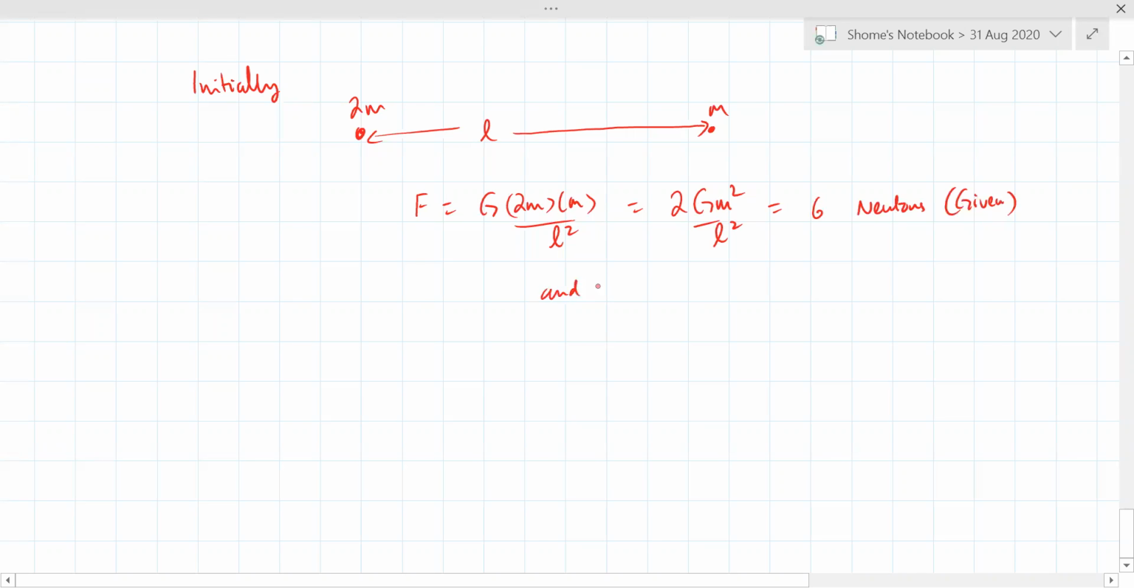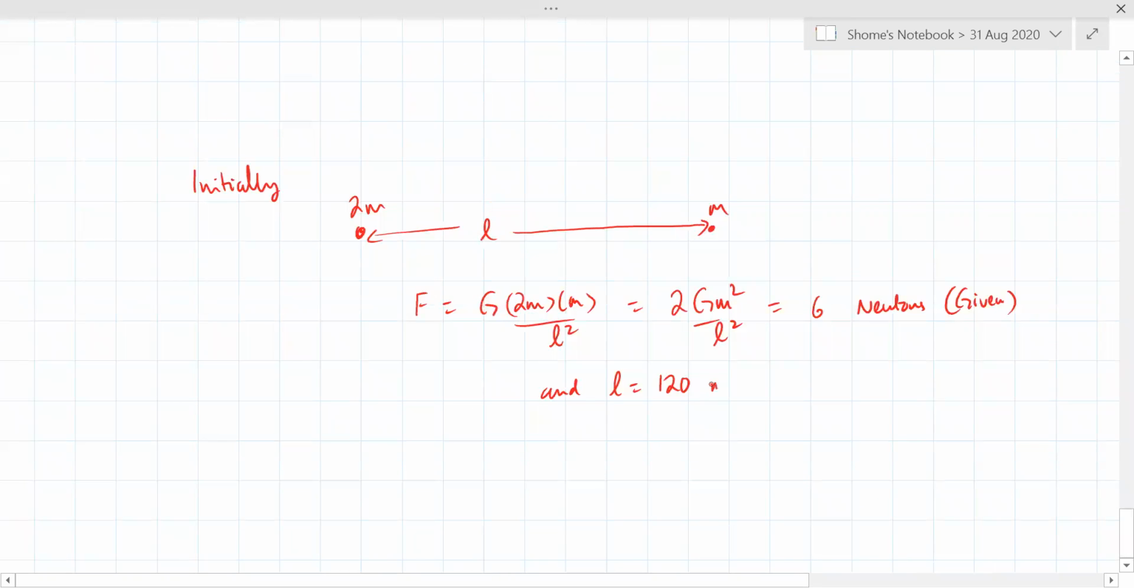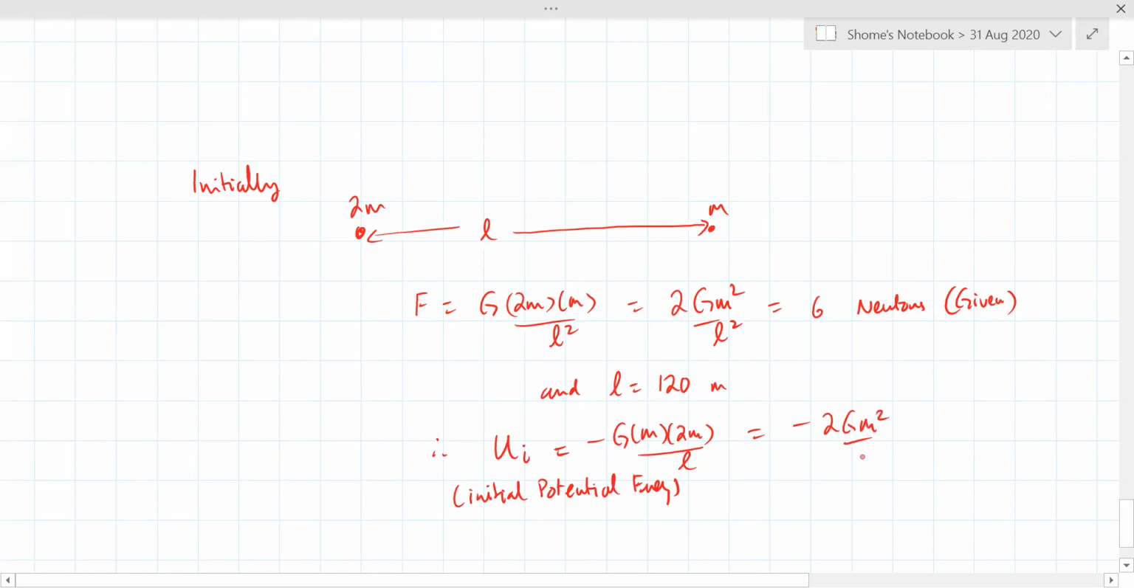And L's value is also given to us as 120 meters. Okay. So therefore you can see that the initial gravitational potential energy, which we can write as U, the initial value of potential energy, is going to be minus G m1 m2 divided by R. So it's going to be minus 2 G m square by L.